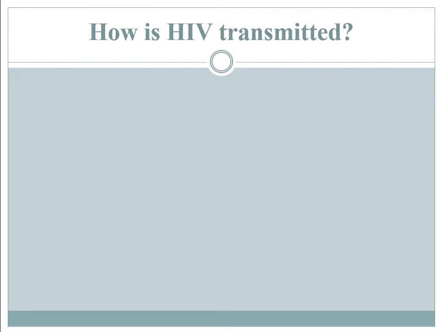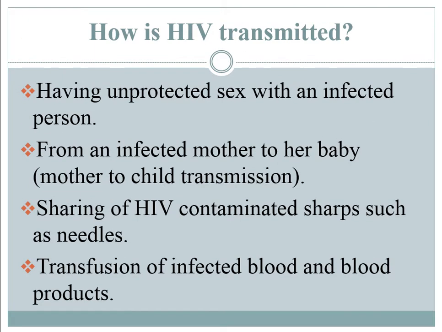How is HIV AIDS transmitted? HIV can be transmitted through the following ways. 1. It can be transmitted if you have unprotected sex with an infected person. 2. It can be transmitted from an infected mother to her baby, that is mother-to-child transmission during birth, if at all it is not protected. Another one, it can also be transmitted through sharing of HIV-contaminated sharps such as needles and razor blades. Again, it can also be transmitted through transfusion of infected blood and blood products.